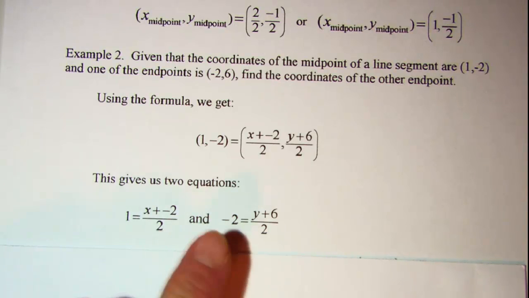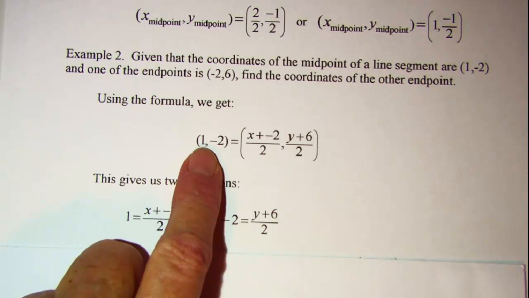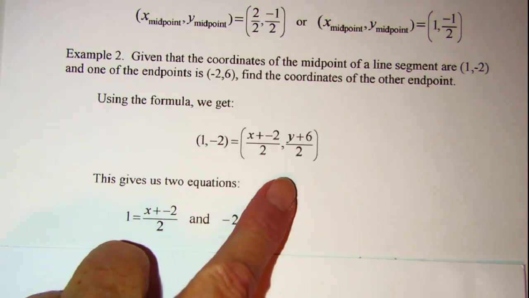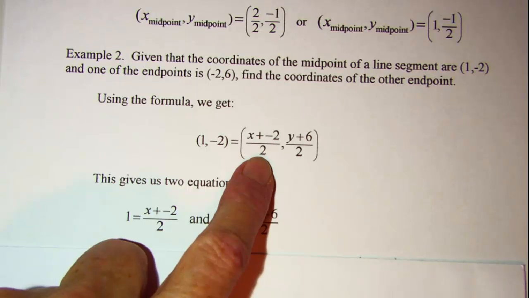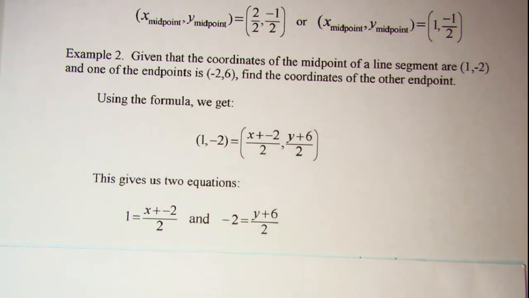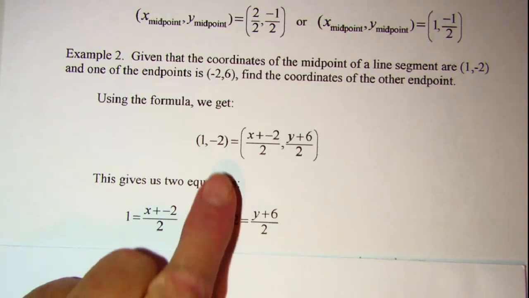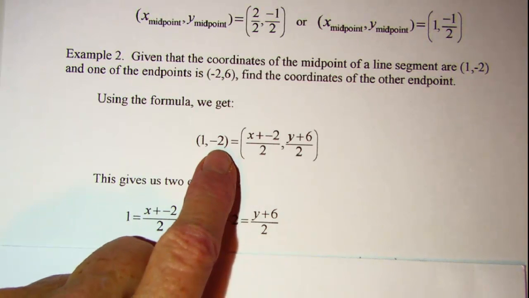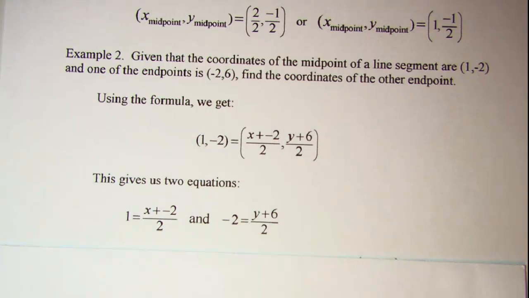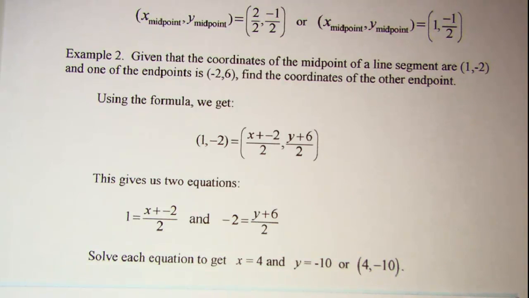The first equation is dealing with the x coordinates, so 1 is equal to x plus -2 divided by 2, and the other equation is dealing with the y coordinate, so -2 equals y plus 6 divided by 2. Solve each equation and we get x is equal to 4 and y is equal to -10. Or if you show that as an ordered pair, it would be (4, -10).